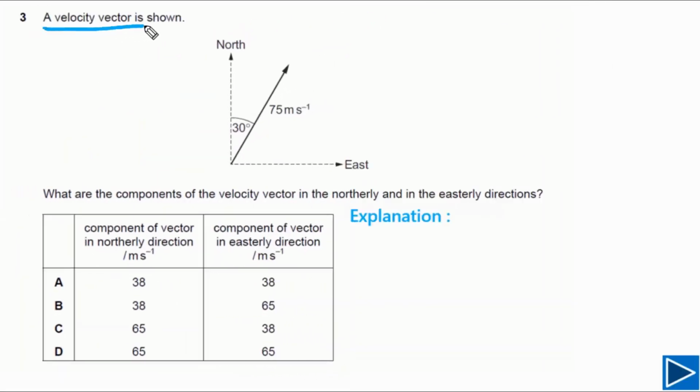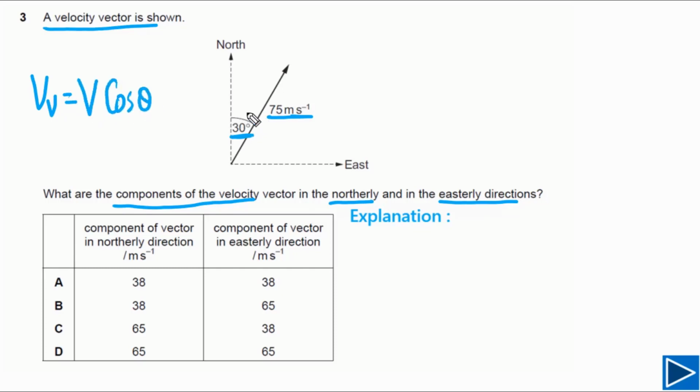For this question, a velocity vector is given. As you can see here, the magnitude of the velocity is 75 and the angle with the vertical is 30 degrees. The question is asking us about the components of the velocity vector in the north direction and also in the east direction. So simply, it is asking us about the vertical component and the horizontal component. The vertical component is equal to V cosine of the angle, this angle. V in this case is 75 and cosine of 30 degrees. If we solve this, this is equal to 64.9 meters per second. So this is our vertical component in this direction.